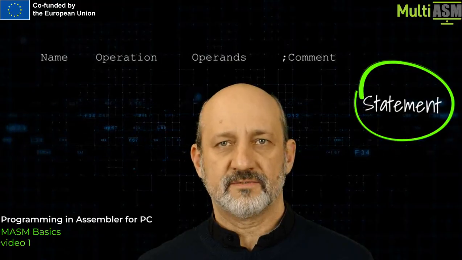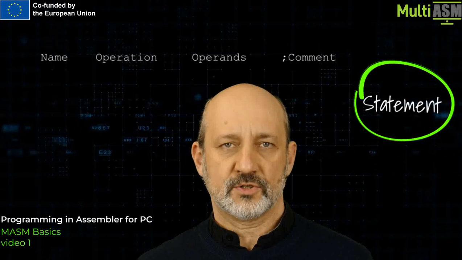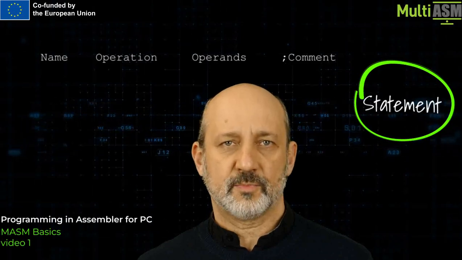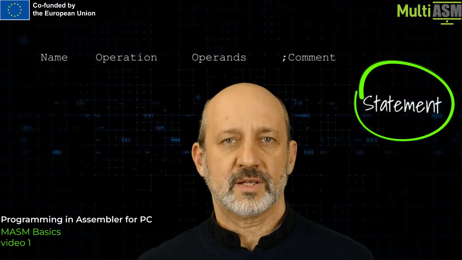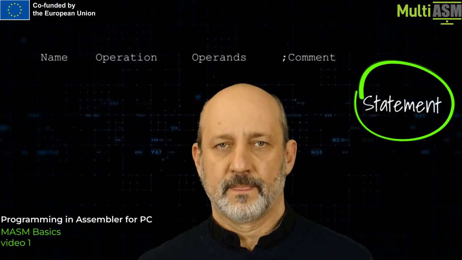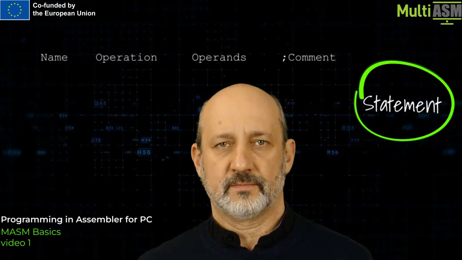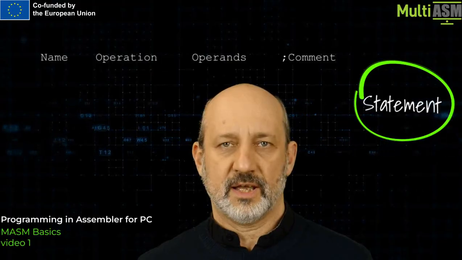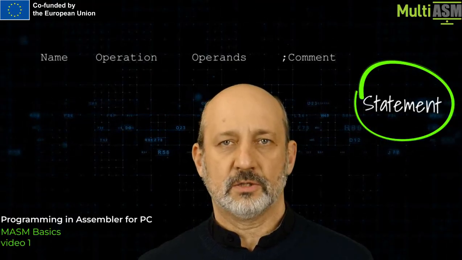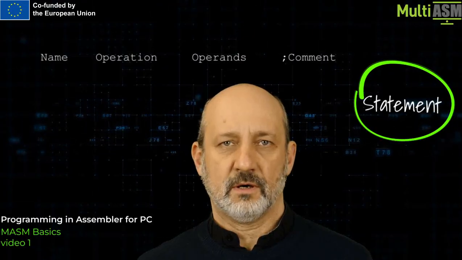Comment. This field starts with a semicolon. Comment is for documentation purposes and is ignored by the assembler. Good comments make it easier to understand and maintain the program. All fields in a statement are optional. A statement can be composed of a label only, and that with a colon, an operation only, if it doesn't require operands, or a comment only.